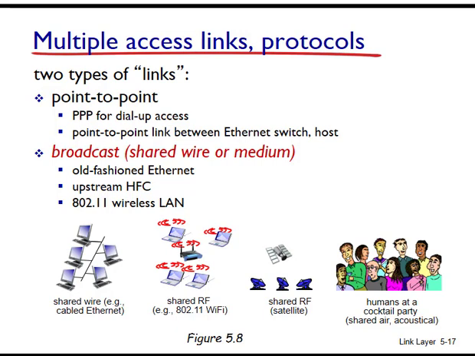The second type of link, a broadcast link, can have multiple sending and receiving nodes all connected to the same single shared broadcast channel. The term broadcast is used here because when any one node transmits a frame, the channel broadcasts the frame and each of the other nodes receives a copy. Ethernet and wireless LANs are examples of broadcast link layer protocols.